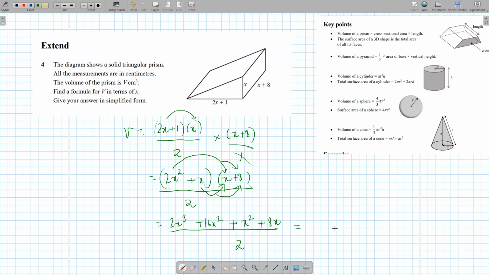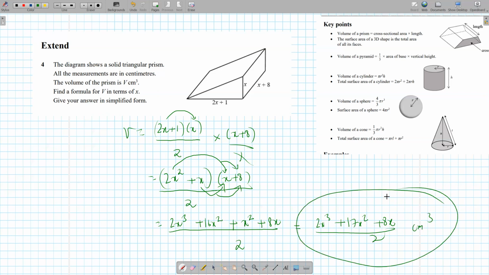Yes, 16x squared and x squared. Yeah, exactly. So you get 17x squared plus 8x over 2. Okay, like that, and that'll be the final answer. And the units is centimeters cubed. There we go, final answer in terms of x.